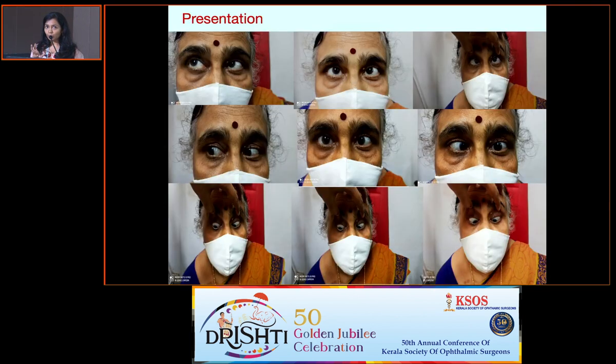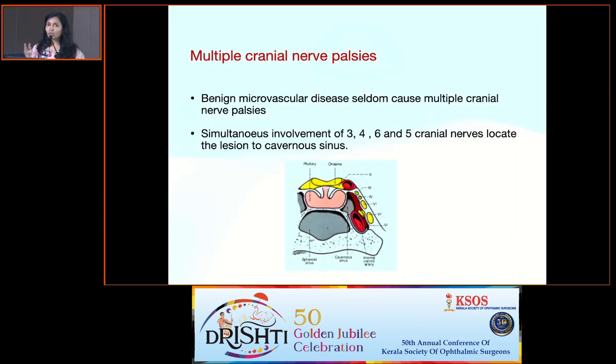So that is the presentation. The patient will present with diplopia and it's uncrossed diplopia. In the primary position the eyes will be eso and there is limitation of abduction and the face will be turned to the ipsilateral side. So whenever you see multiple cranial nerve palsy, it's not benign microvascular. Should think about something else. As I said, in the superior orbital fissure, the multiple cranial nerves are there. So simultaneous involvement of 3, 4, 6 and the 5th cranial nerve locates the lesion to the cavernous sinus.